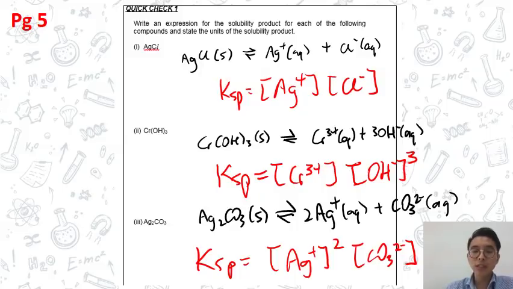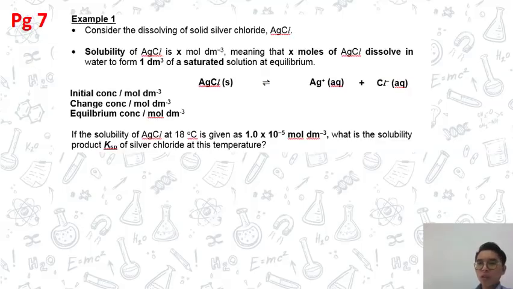Next up we'll be doing some calculations for solubility, so that they know how to make use of the Ksp to calculate the solubility of the different types of sparingly soluble salts. Let's look at our first example, our first worked example to show the calculation for Ksp: how to calculate Ksp given the solubility. I'm on page 7.